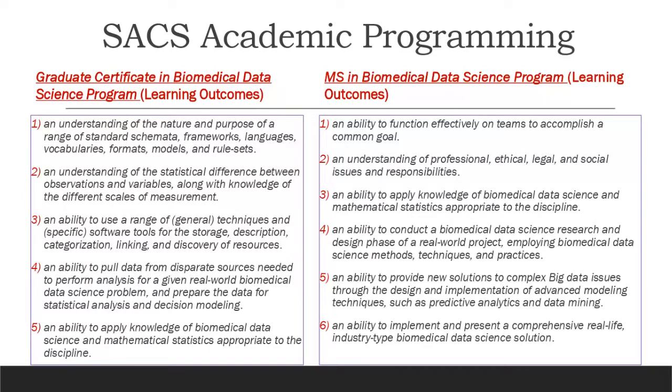Then with a master's degree in biomedical data science, in addition to those, you also gain an ability to function effectively on teams, an understanding of professional, ethical, legal, and social issues and responsibilities, ability to conduct a biomedical data science research and design phase of a real-world project, an ability to provide new solutions to complex big data issues, and an ability to implement and present a comprehensive real-life industry-type biomedical data science solution.